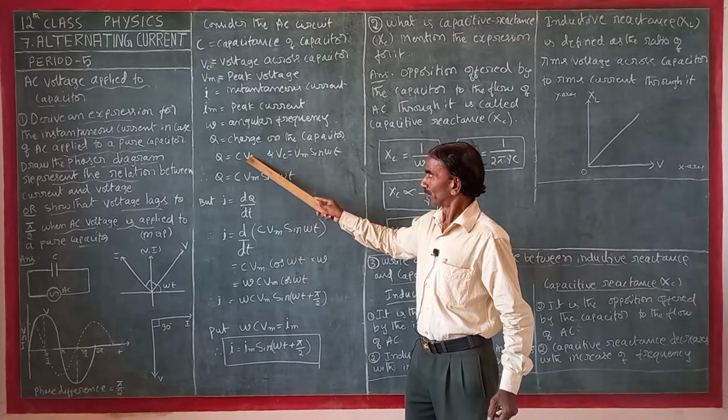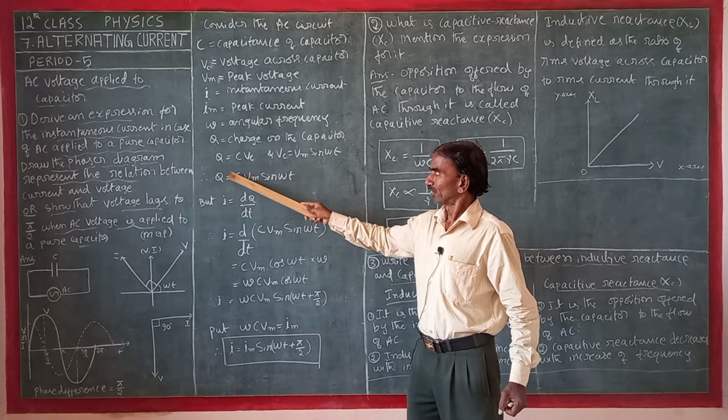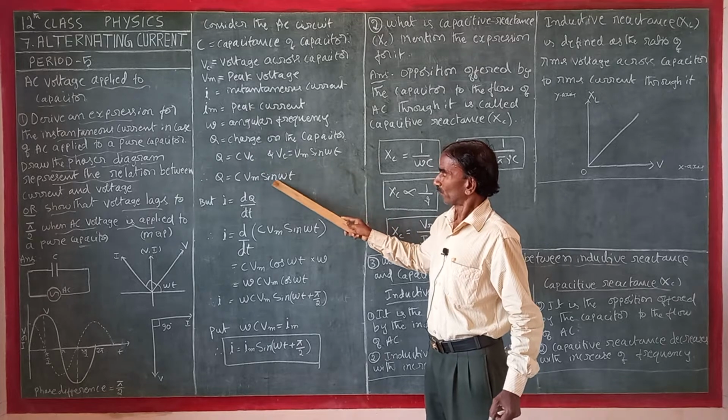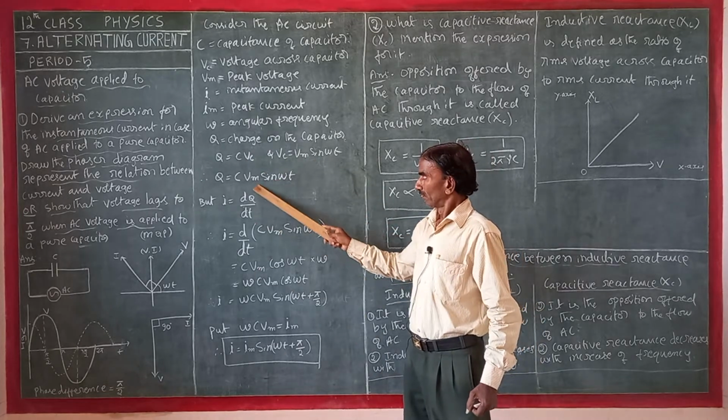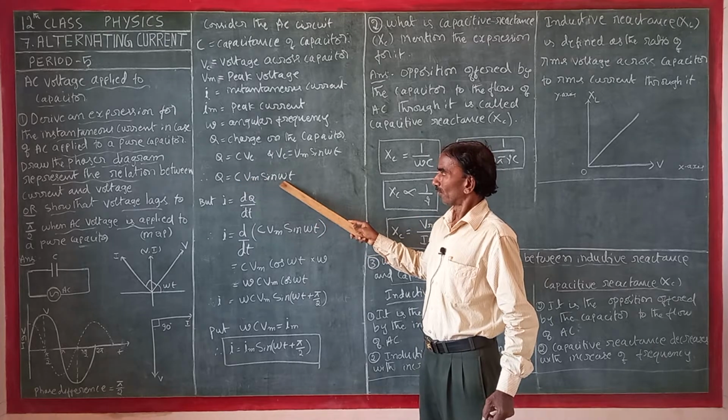Therefore, we substitute this Vc into this Q. Q is equal to C as it is. Instead of Vc, we have to write Vm sin omega t. So Q is equal to C into Vm sin omega t.